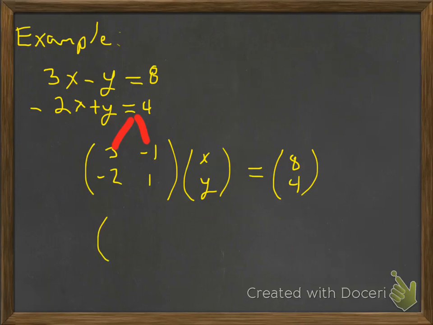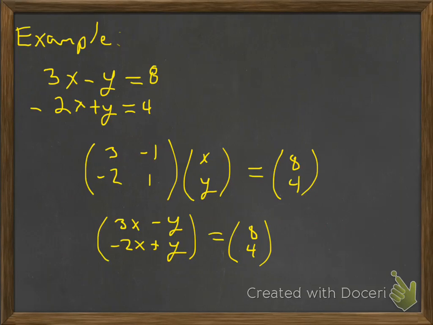Okay. Now if I do the matrix multiplication, it's row times column. So we'll do 3 and the negative 1 times the x and the y, so that gives me 3x and a negative y. And then I'll do negative 2 times x and 1 times y. And I have a 2 by 1 equals a 2 by 1. So I do have the same thing. So I have 3x minus y equals 8. 2x plus y equals 4. So it's just another way of representing a system of equations.